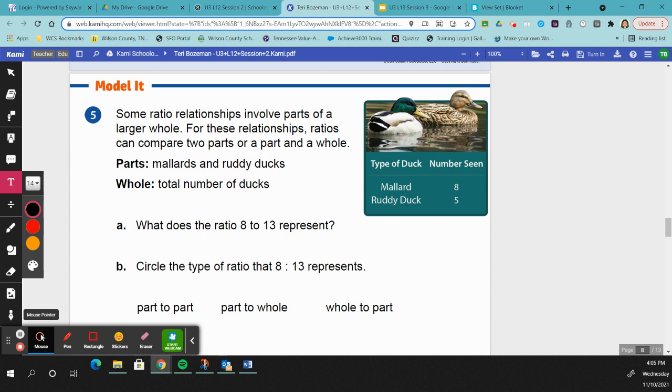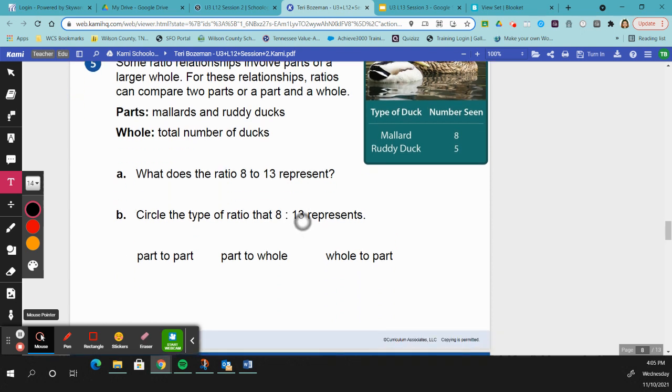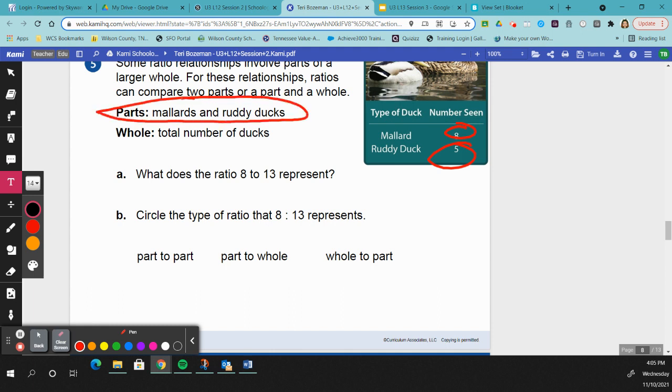Number 5, some ratio relationships involve parts of a larger whole. For these relationships, ratios can compare 2 parts or a part to a whole. So in this case, we have parts because these are all ducks, but some of them are mallards and some of them are ruddy ducks. So those are each parts. So that's where this comes from. Our parts are mallards and ruddy ducks. Our whole is the entire amount of ducks. So 8 plus 5 is 13, right? So we have a whole number of ducks as well as 2 parts.